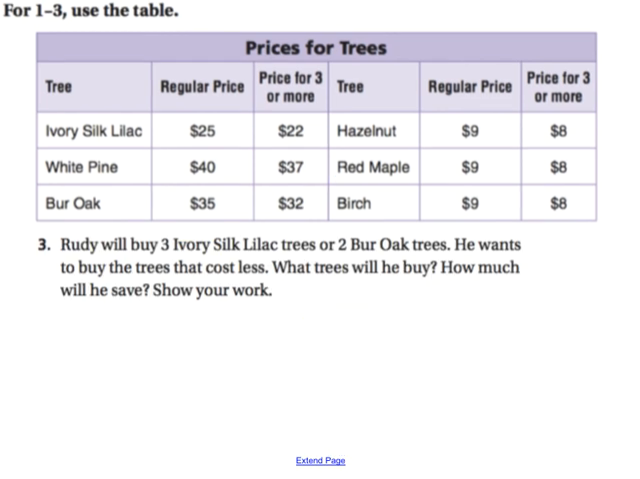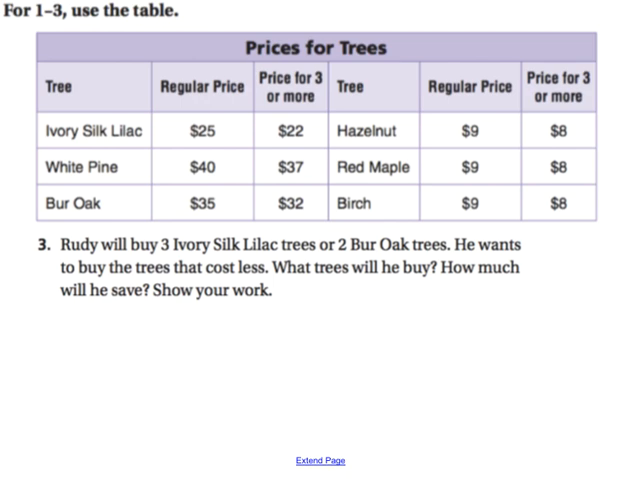All right. Now for question number 3, still prices for the trees. And now it says Rudy will buy 3 ivory silk lilac trees or 2 bur oak trees. He wants to buy the trees that cost less. What trees will he buy?